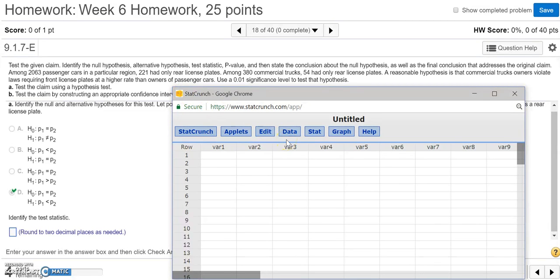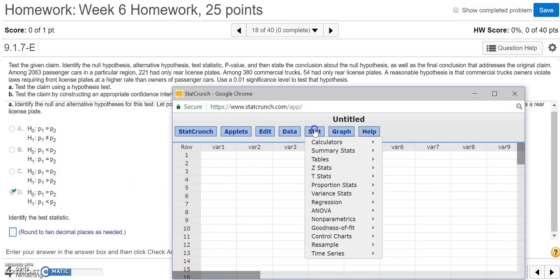To do a hypothesis test about two proportions, I'm going to go to the Stat button, then Proportion Stats, and then Two Sample. I want proportion stats because this is a hypothesis test about proportions, and I'm comparing two different proportions, so Two Sample. I'm going to choose With Summary because what they gave us was the two proportions from the two samples, the passenger cars and the commercial trucks.